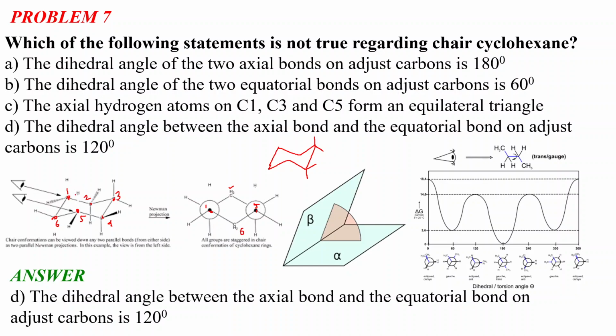Behind the number 1 carbon, there is number 2 carbon which is not shown here. And behind the number 5, there is number 4 carbon which is not shown here also. And 2 and 4 are joined by number 3, which is upward, which is here. Okay. So this is number 3. So that's how it goes.